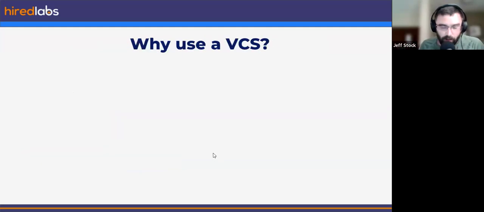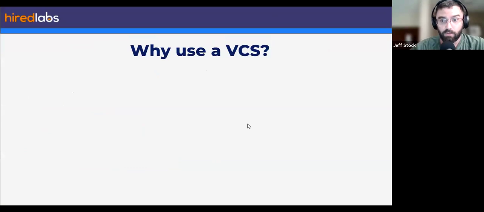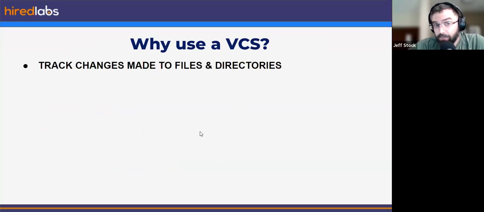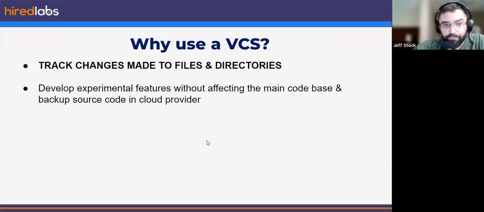But why would we do this at all? Like, why is this something? Why are we talking about Git? Why would we even want to do version control in the first place? So we've talked about what versions are. We've talked about this, the fact that they could be controlled with systems. But why? So again, keep in mind, we're tracking changes made to files and directories. But the idea here is that you can take these things and you can develop experimental features and you don't break your code base. You can save your stuff up in cloud providers, which we're going to talk about soon.